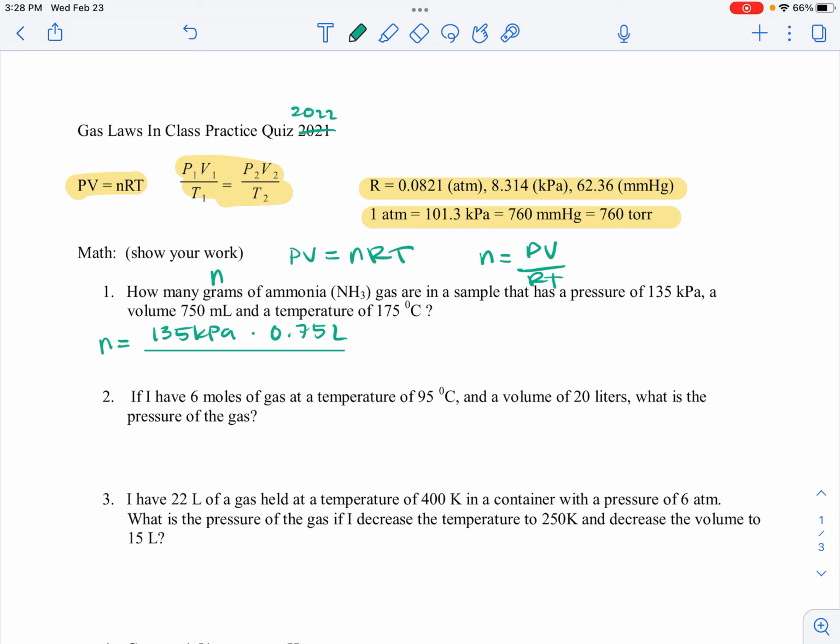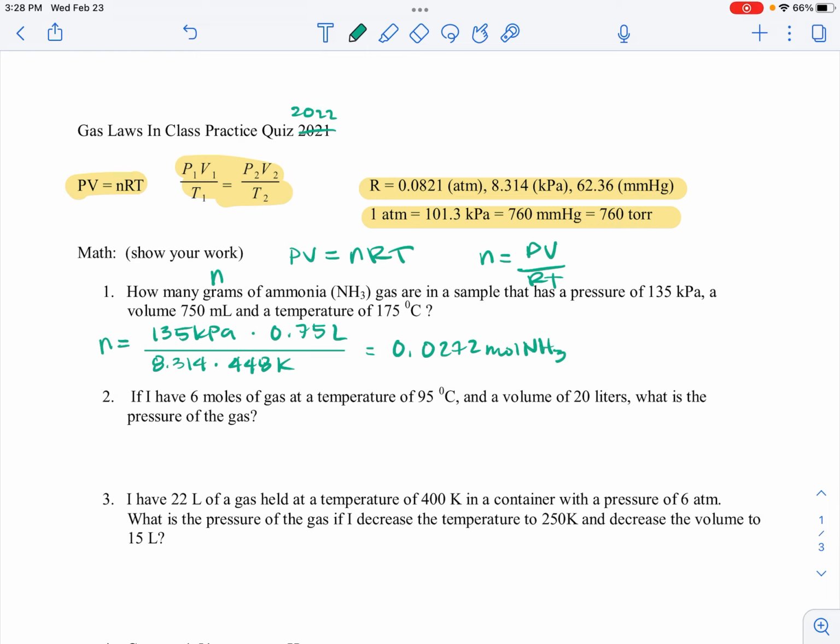The R for kPa is 8.314. And the temperature in this problem is 175. 175 plus 273 to get to Kelvin gets you 448 Kelvin. So in this problem, you're going to take 135 times 0.75 divided by 8.314 times 448, and you end up with about 0.0272 moles. It's not a very good zero. You guys deserve better. 0.272 moles of ammonia. That would be nice.